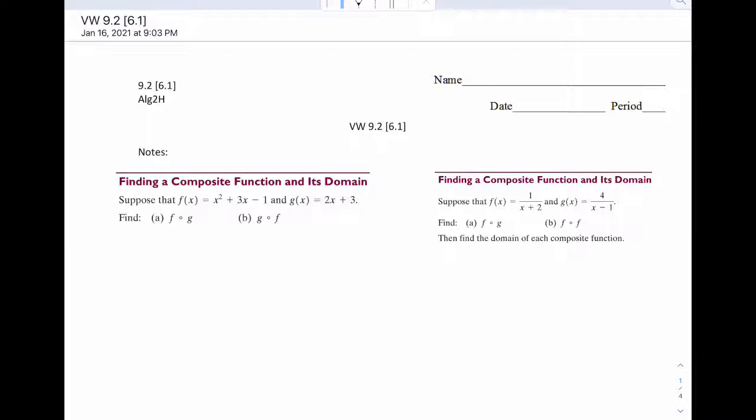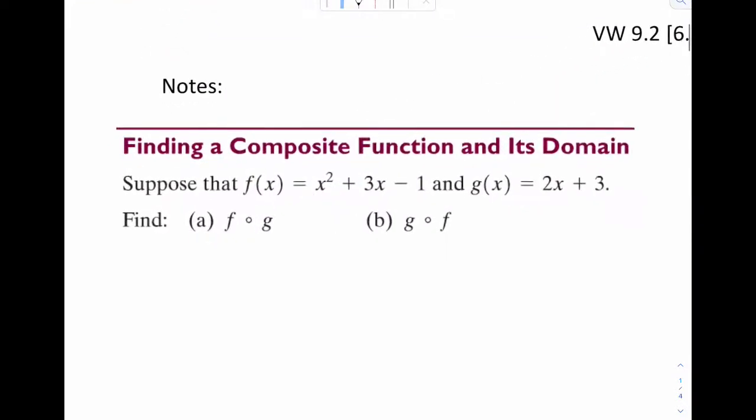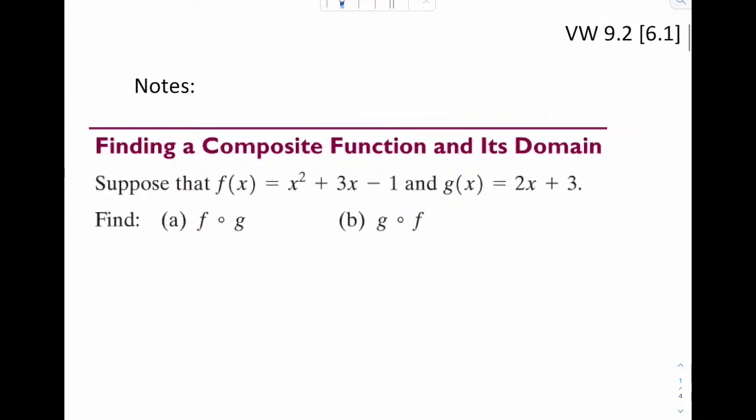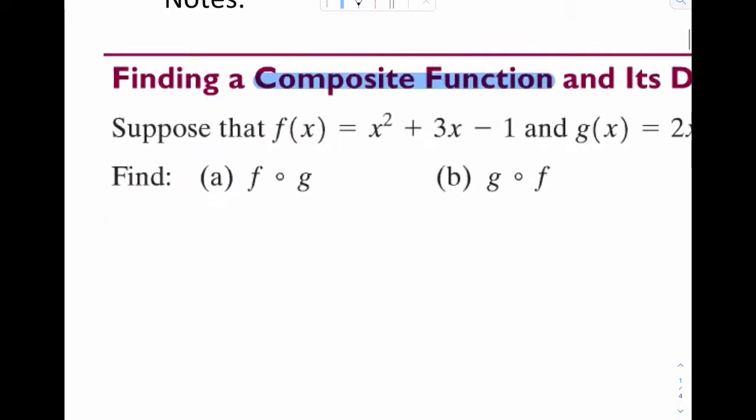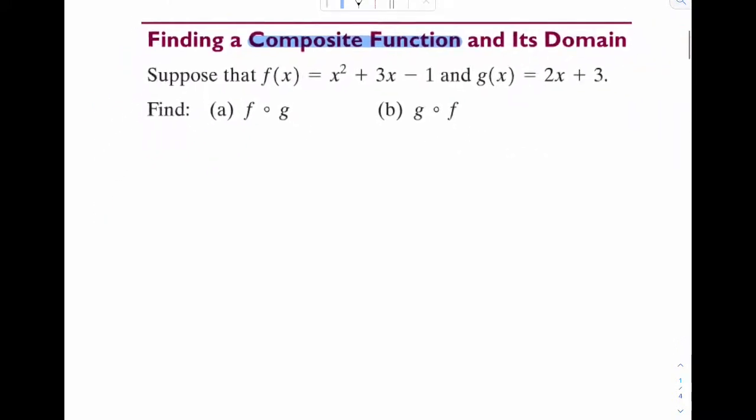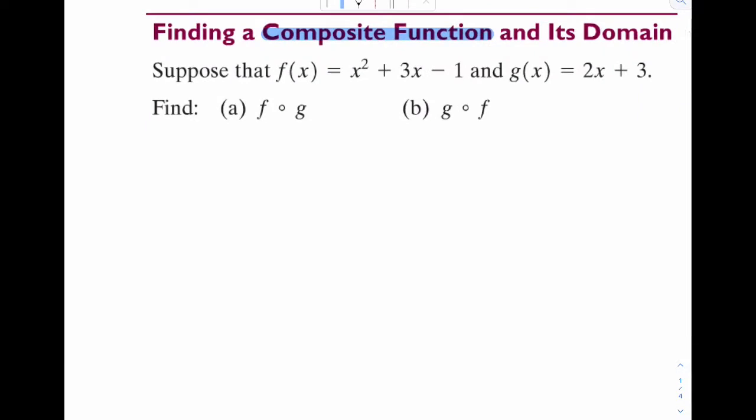This is our first video of the new semester, and we're going to start talking about composite functions. So I'm going to highlight this thing, composite functions. We did a little bit in last class, so let's talk about the next part. It says, suppose that f of x is 3x squared plus 3x minus 1. Here's g of x. Find f of g.